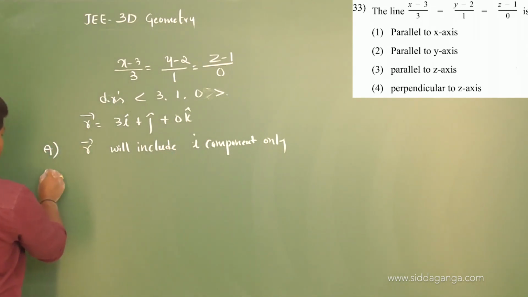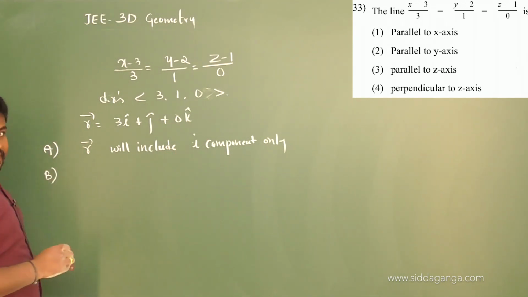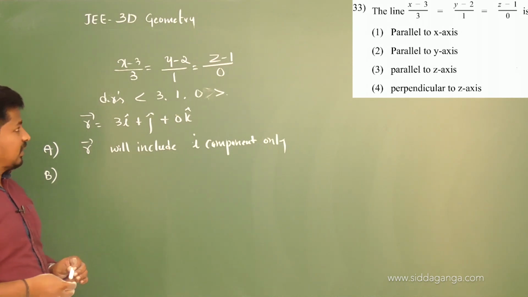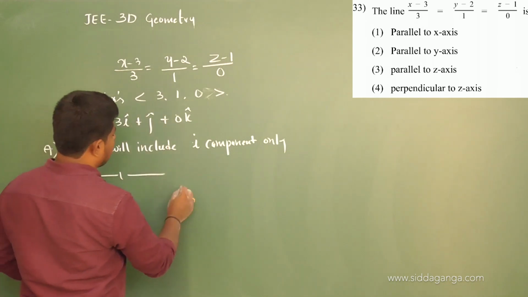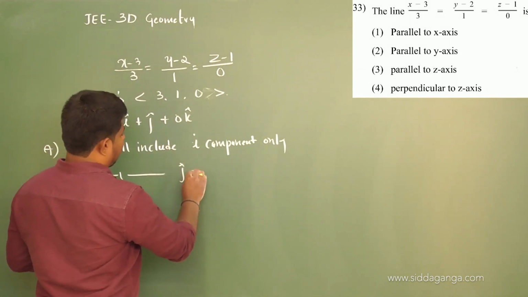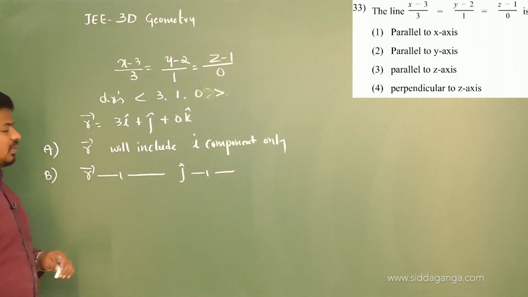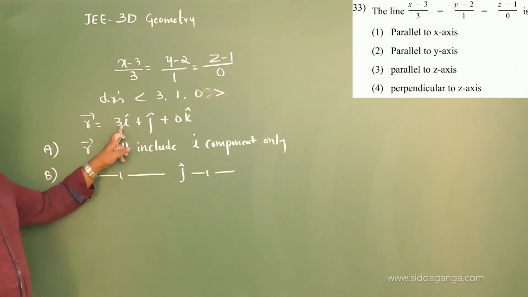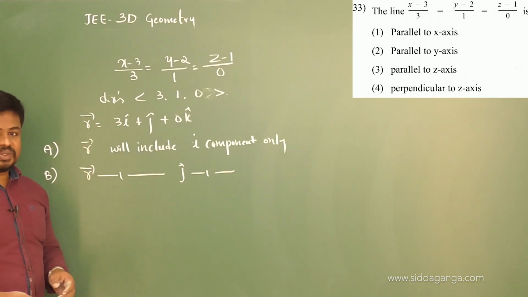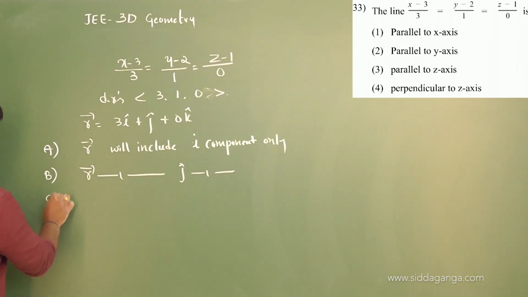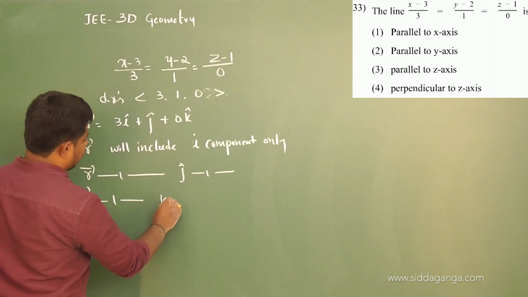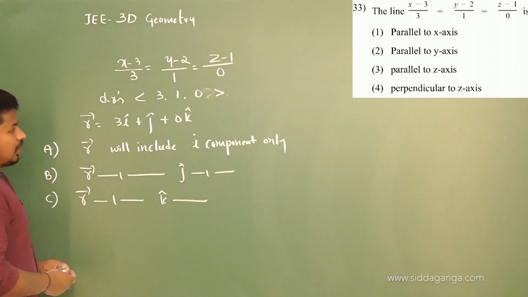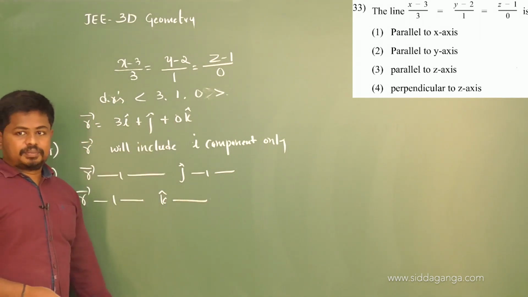In the second option, parallel to y axis, R will include only j component. But here we have I as well as j, so the second option is also wrong. In the third case, R will include only k component, but k is 0.